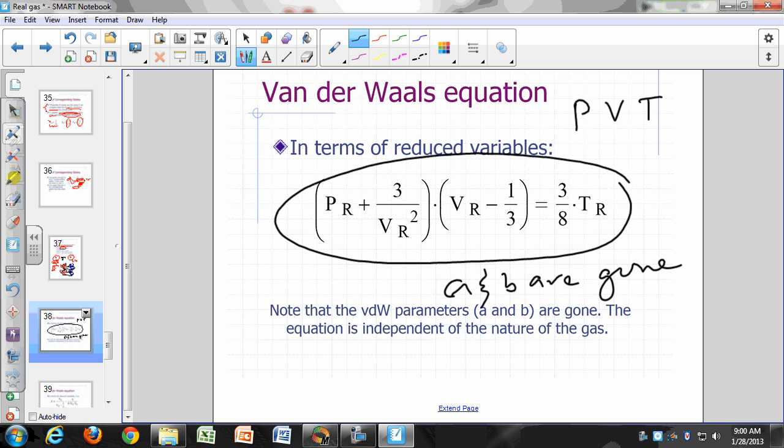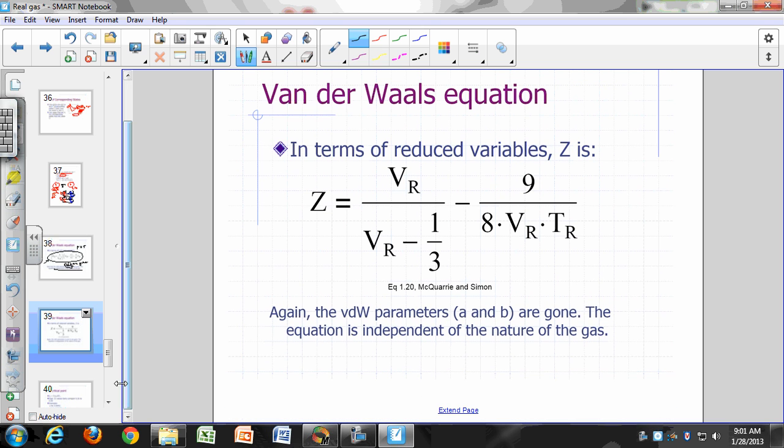At the same PR, VR, and TR, as for the same reduced variables, it doesn't matter what gas you have. Gases have the same properties at corresponding states. They have the same compression factor. You'll notice in the expression for the van der Waals equation in terms of reduced variables that the A and the B, the things that depend on the nature of the gas, disappear. So that's a very useful equation to use because you don't have to worry about what kind of gas you're dealing with.